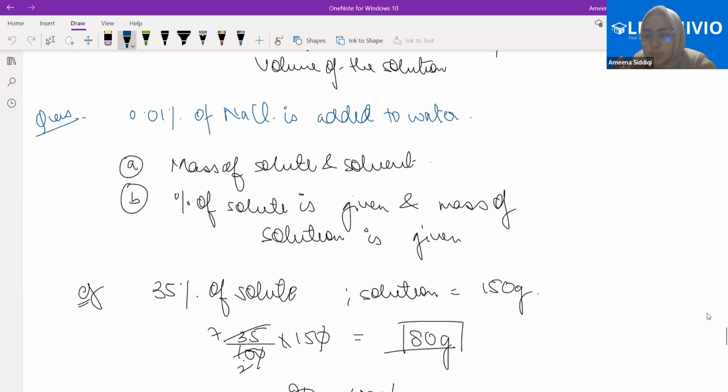So we'll calculate the mass of the solute. How will we do that? Can you tell me, Ramesh and Umayma? 35 by 100 into the total mass of the solution.